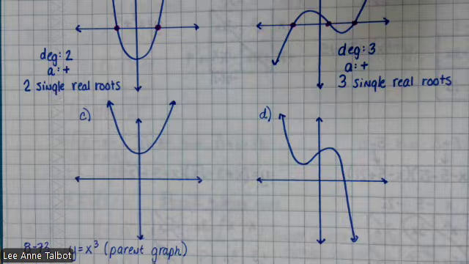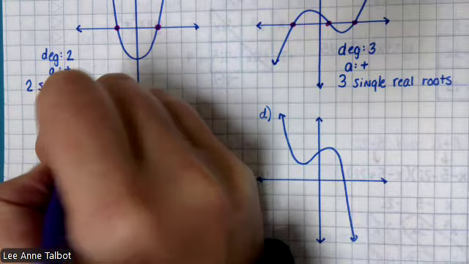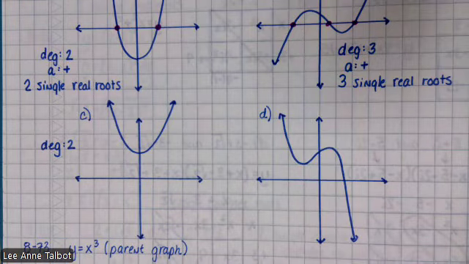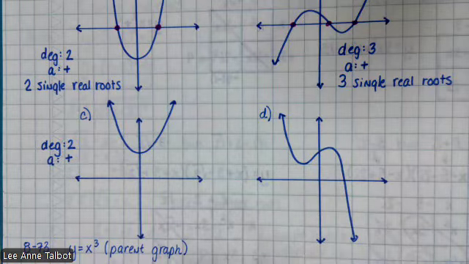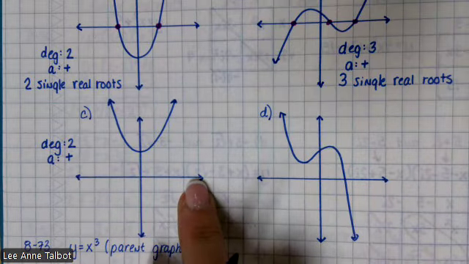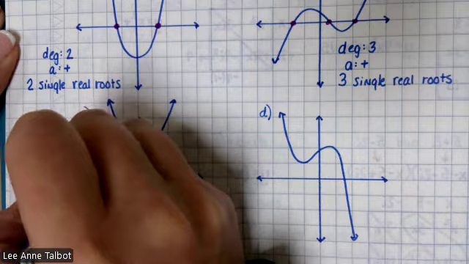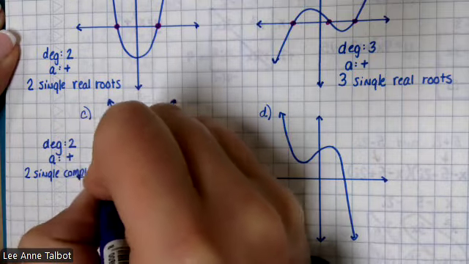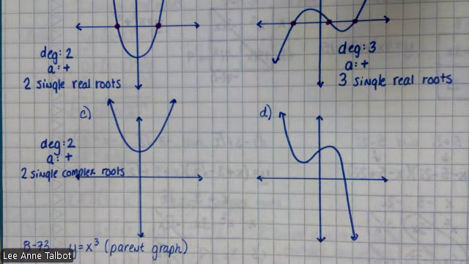Okay, C. What's the degree of C? Is A positive or negative? Positive. It's opening upward. Okay, now I'm going along the x-axis and there isn't anything. That means that my roots are imaginary, but we're going to say complex. So 2 single complex roots. There has to be 2 because my degree is 2. So they have to be complex.